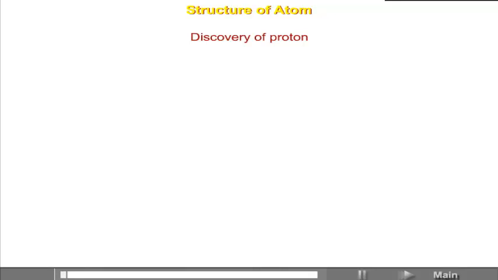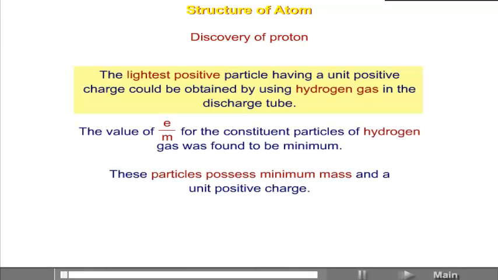Discovery of proton. The lightest positive particle having a unit positive charge could be obtained by using hydrogen gas in the discharge tube. The value of e/m for the constituent particles of hydrogen gas was found to be maximum. These particles possess minimum mass and a unit positive charge.